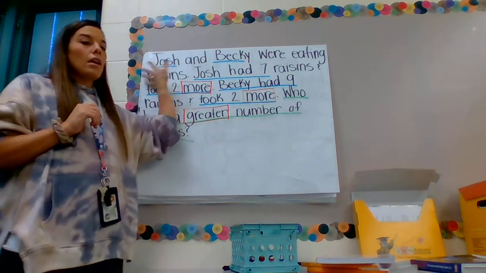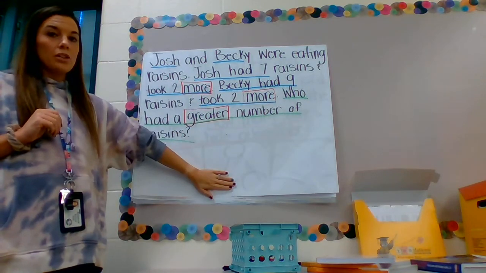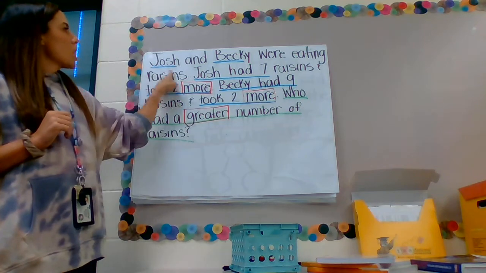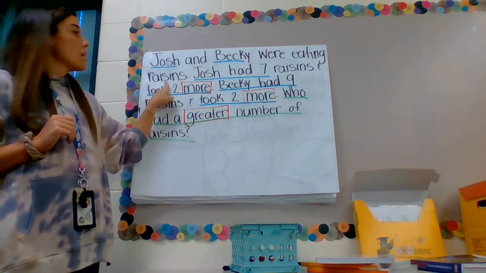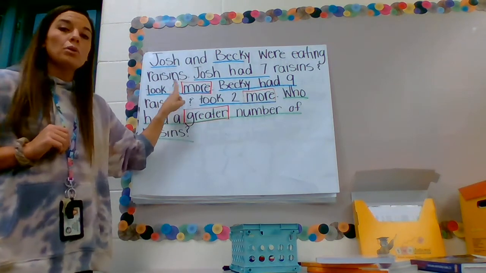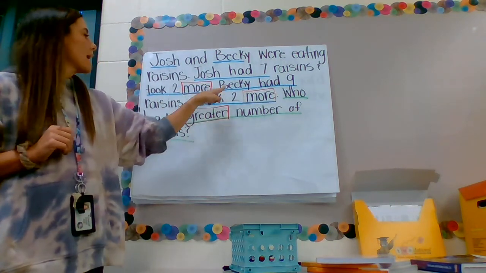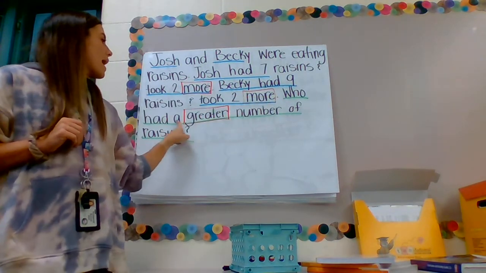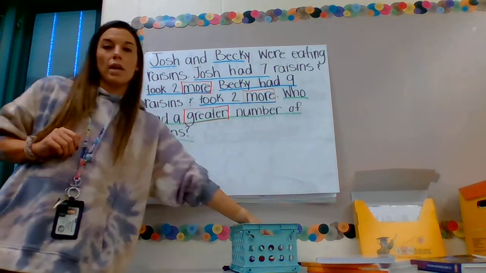So, I'm going to read it again so we can understand and we don't leave out any information when we try to solve the problem. Josh and Becky were eating raisins. Josh had 7 raisins, and he took 2 more. Becky had 9 raisins and took 2 more. Who had a greater number of raisins?